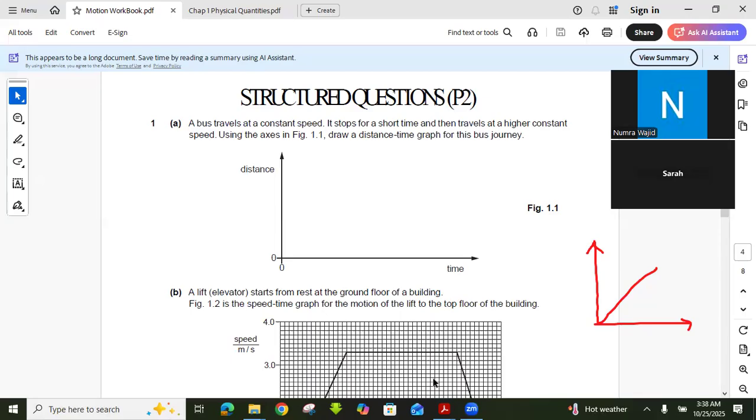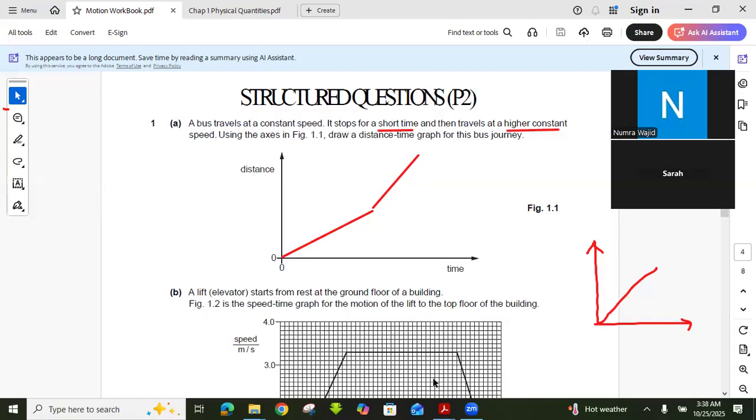If it stops for the short time and then travels at the higher constant speed, how are you going to make the graph? Initially a constant speed for the short time interval, as they write over there, and then travels at the higher constant speed. Then your graph is again constant but higher. That means your speed now increases. So your graph should be like this.